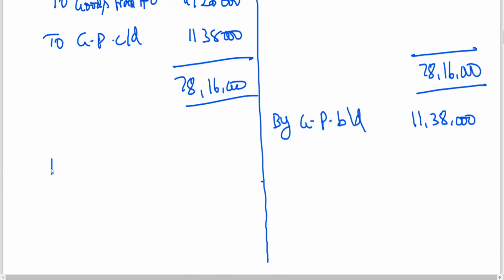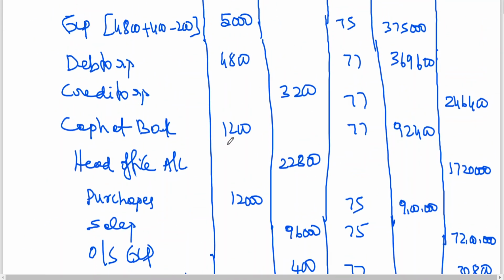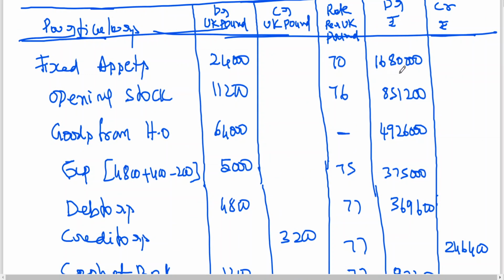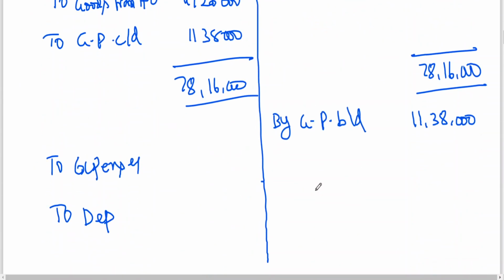Then I should write expenses. I have already calculated some expenses and only depreciation remains. Depreciation directly 10% is said. We got the value already on the date of acquiring the asset. The value has been given. So expenses, I think we have done it here, 3,75,000. Depreciation is 10% on 16,80,000. It is coming to 1,68,000. So expenses 3,75,000, depreciation 1,68,000.